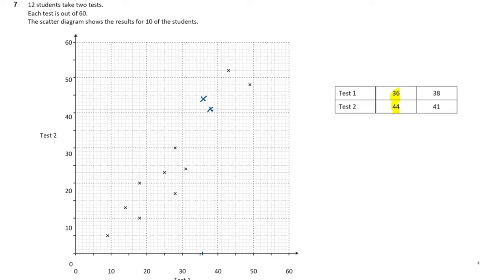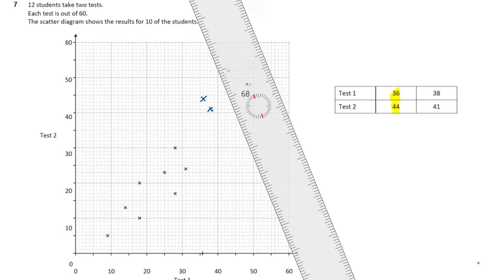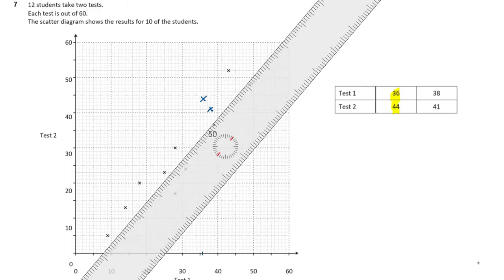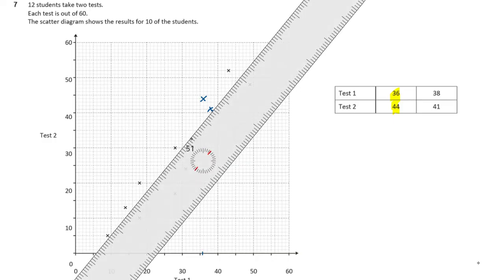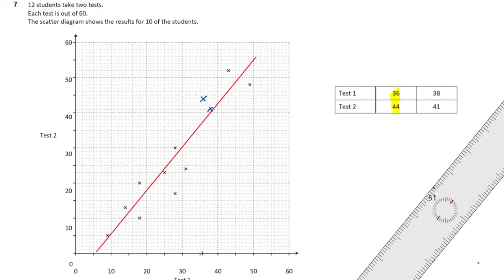Now, part B wants us to describe the type of correlation we have here. This is nice and straightforward. Look, we've got a clear upward trend going on here. If I was going to draw a line of best fit on, it would look something like that, which is definitely sloping upwards, isn't it? So this, I would say, is strong positive correlation. It's positive because the line is sloping upwards from left to right, and it's strong because the points are all pretty close to that line.